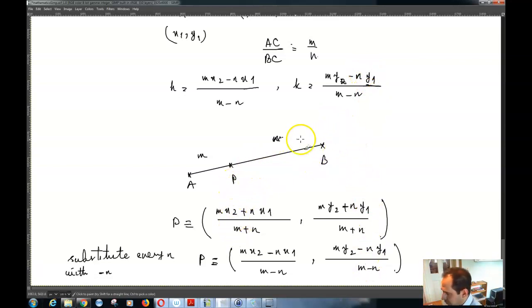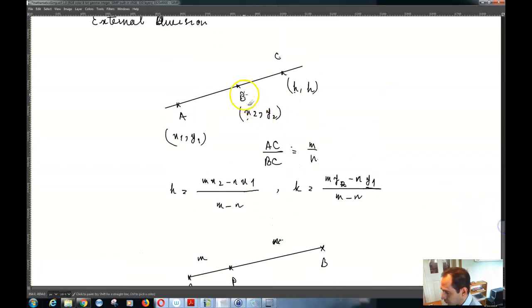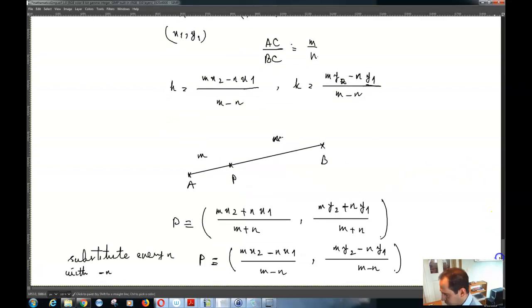So when the point is dividing the line externally, you can take the formula that we had before for the internal division of a line, substitute n with a negative n, and you will get the division of the line externally.